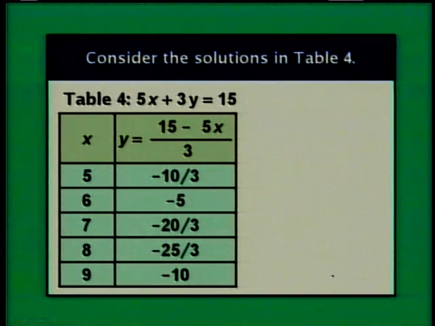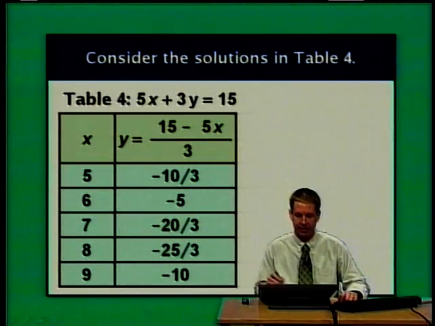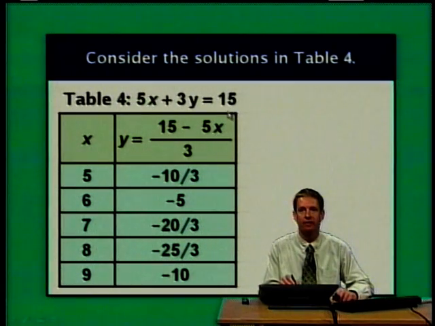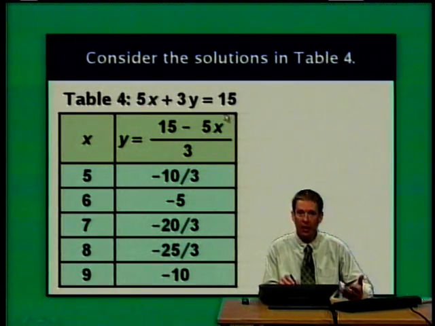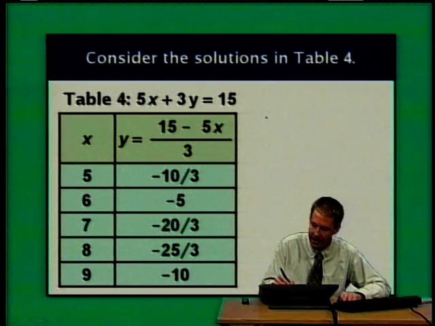Let's look at this example. In this example, I've done a lot of work ahead of time. We started with the equation 5x plus 3y equals 15. And what I did ahead of time was I found a formula for y in terms of x. And I think I can show you pretty quickly where that formula came from.